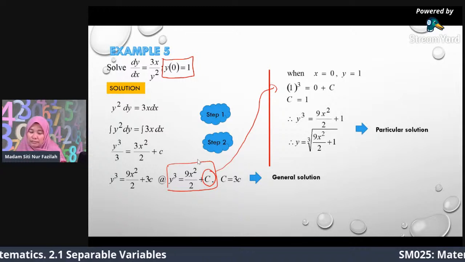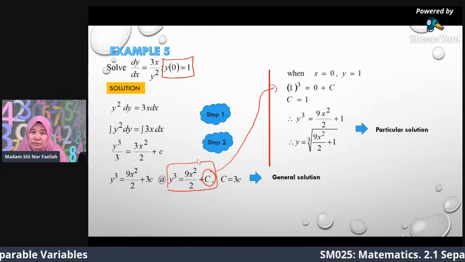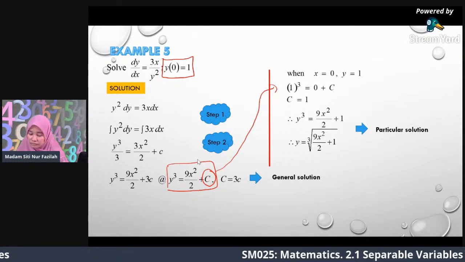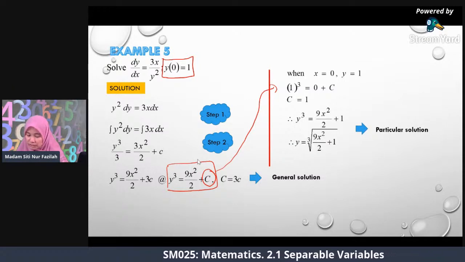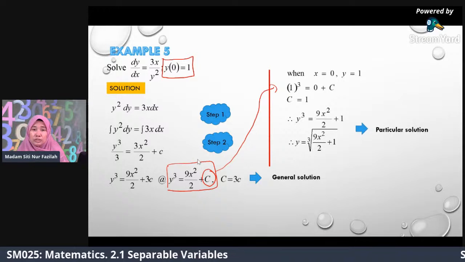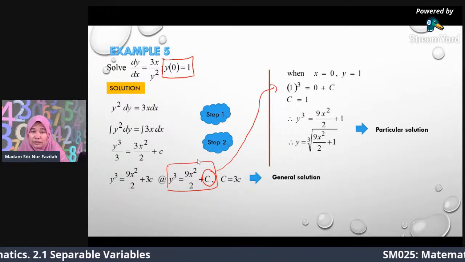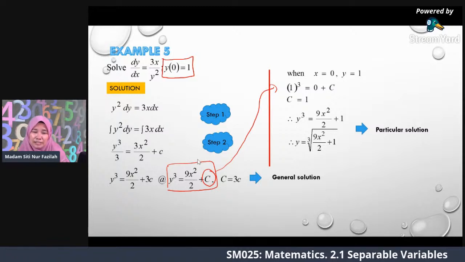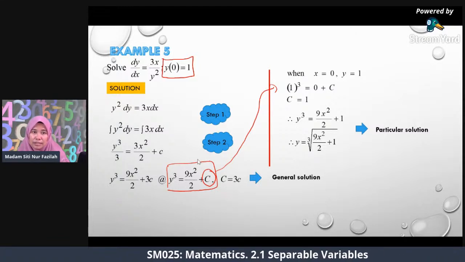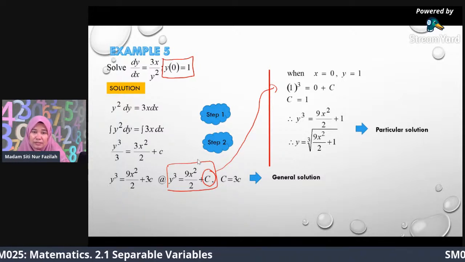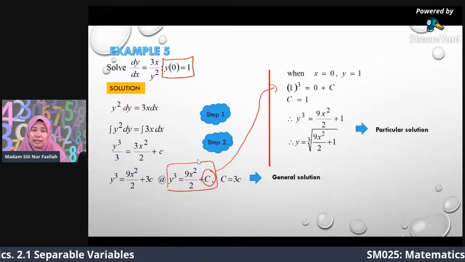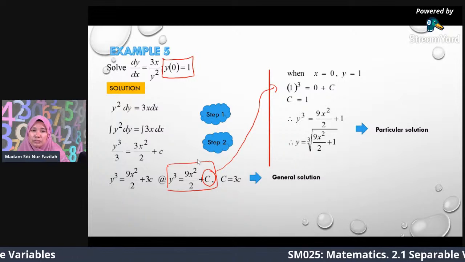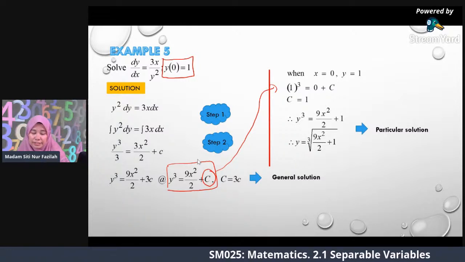We have 2 examples for particular solution and 3 examples for general solution. We need to understand the question, whether it needs a particular solution or only the general solution. If the question gives a condition, we need to find the particular solution to solve the differential equation.